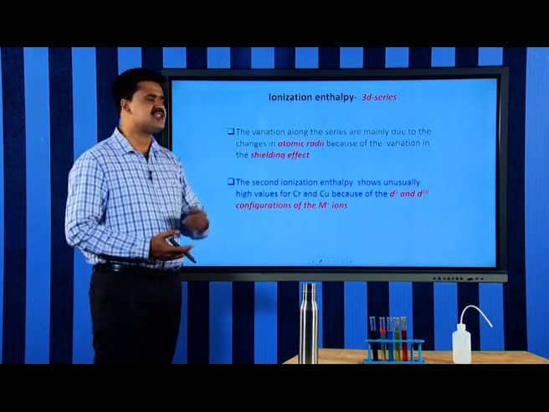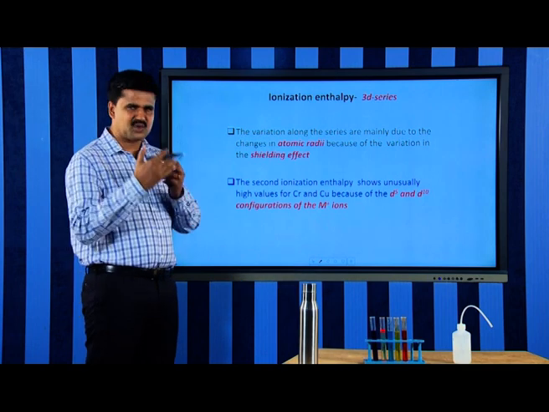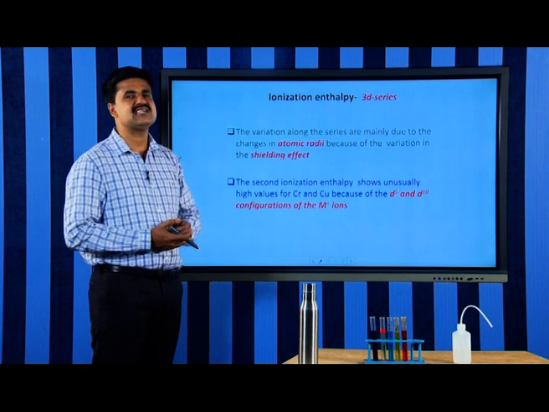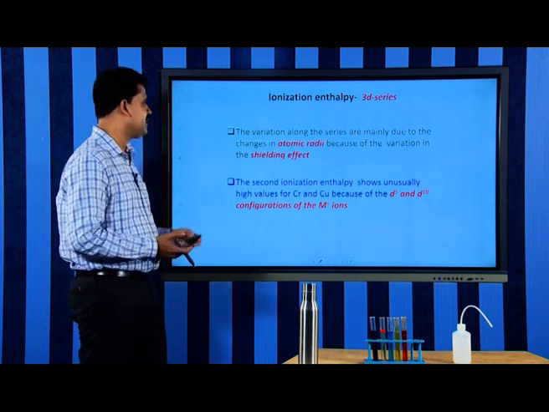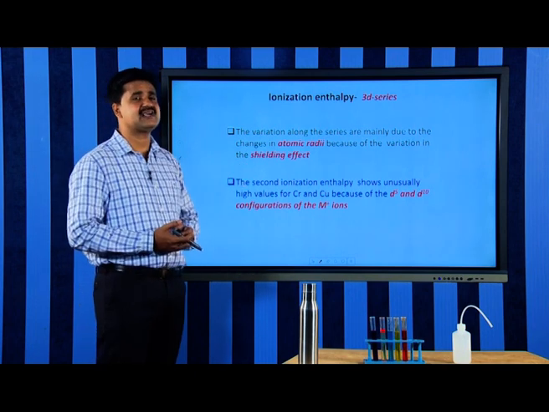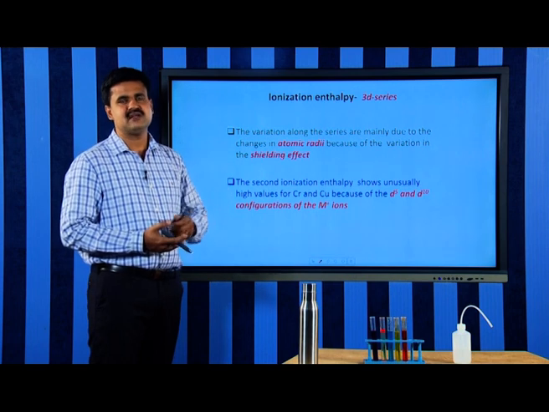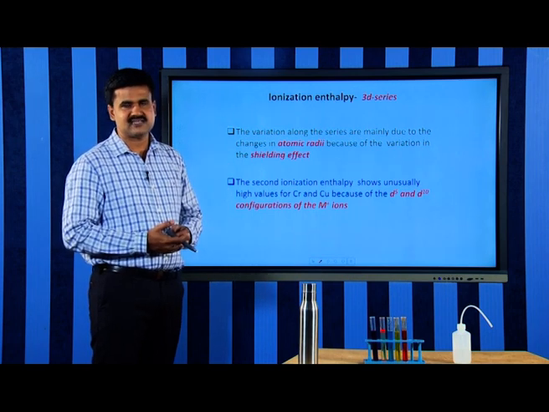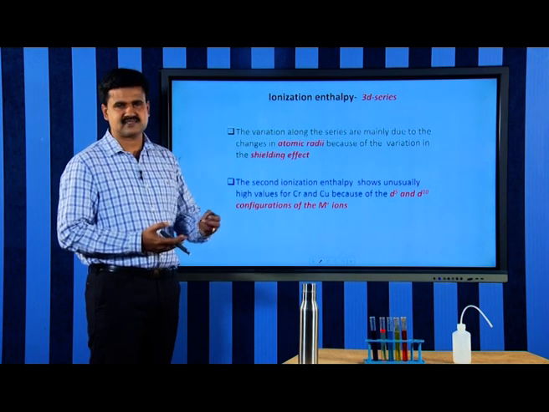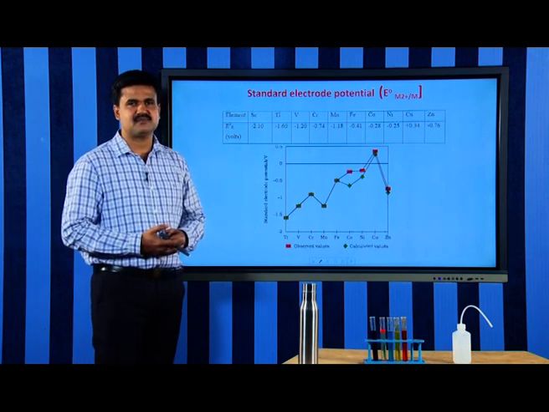The ionization enthalpy variation along the 3D series is closely connected with atomic radii variation as well as shielding effect or screening effect. The second ionization enthalpy values show unusually higher values for chromium and copper. This is attributed to the extra stability associated with Cr+, that is 3d5 arrangement, and Cu+, that is 3d10 arrangement. Standard electrode potential is another part.